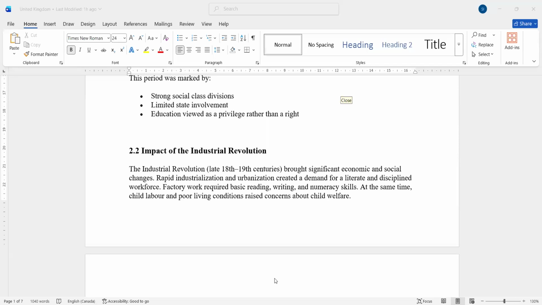Factory work required basic reading, writing, and numeracy skills. So to work in a factory, they have to learn. They must know how to read, write, and numeracy skills, numbers. At the same time, child labor and poor living conditions raised concerns about child welfare. So child labor and poor living conditions, right? They considered those things also.